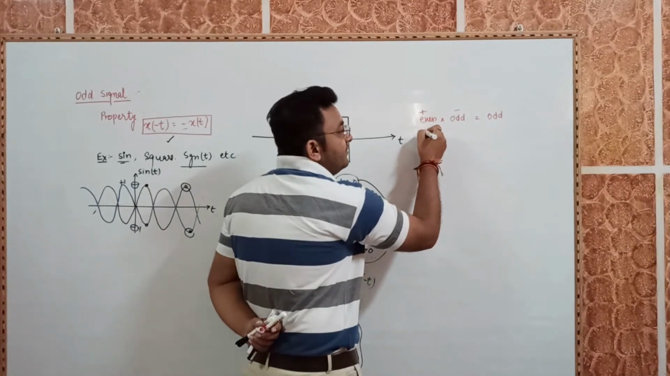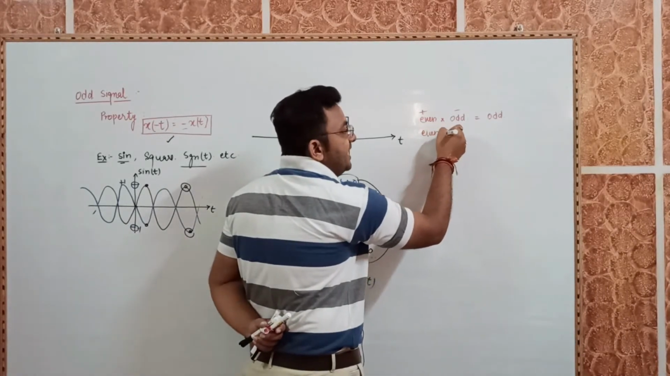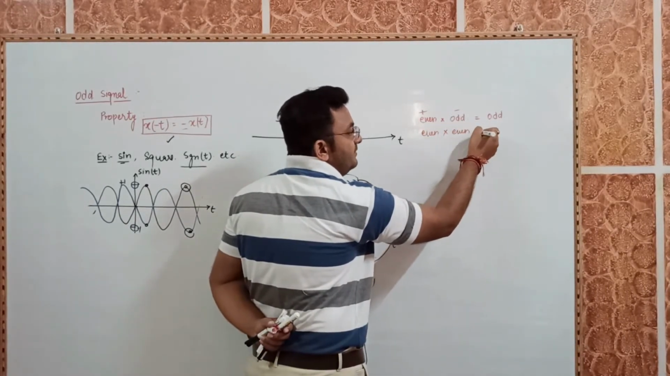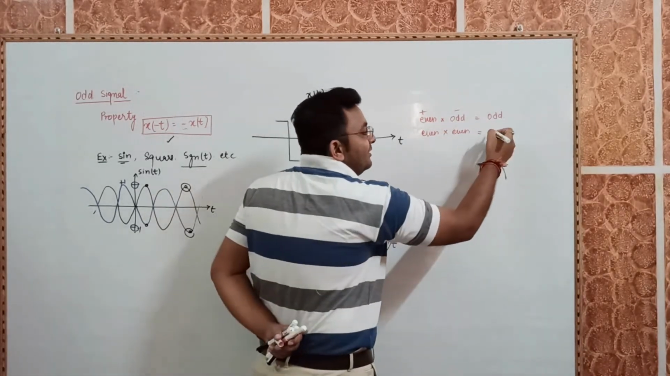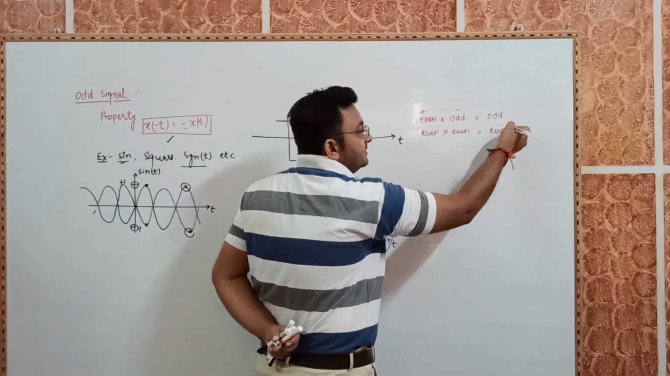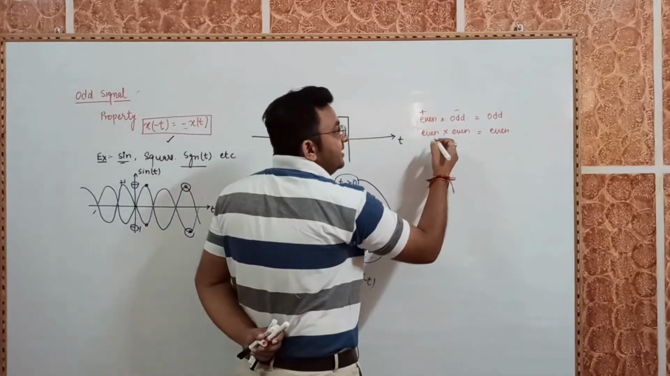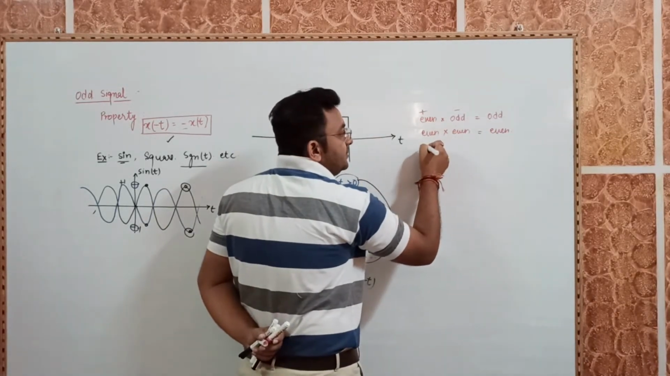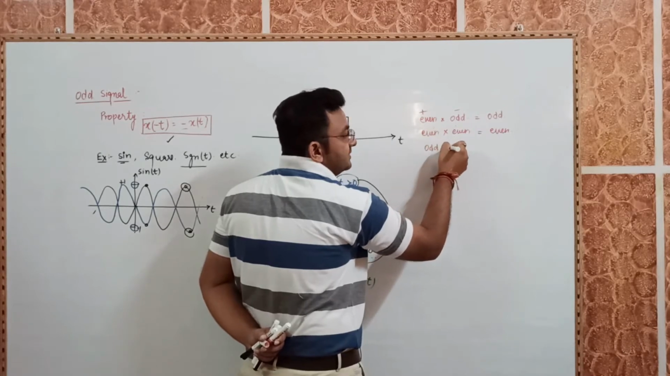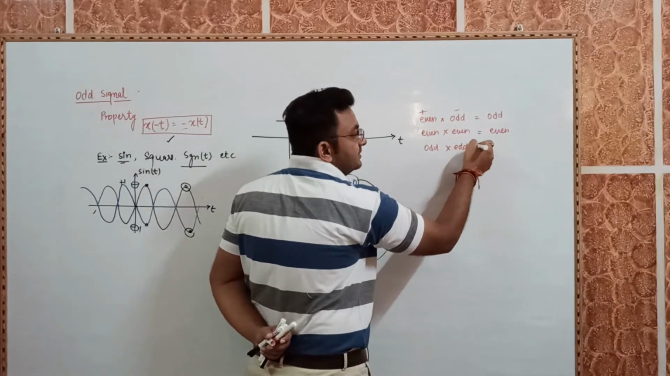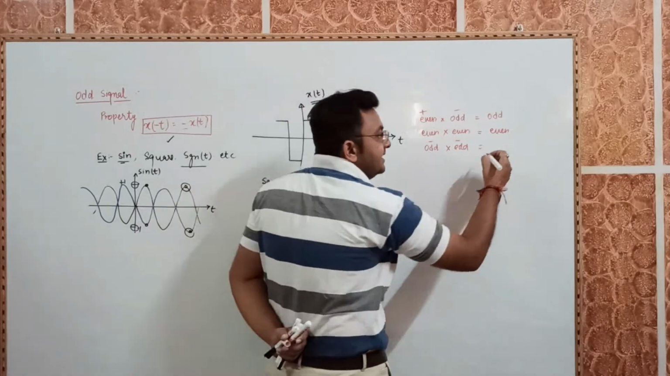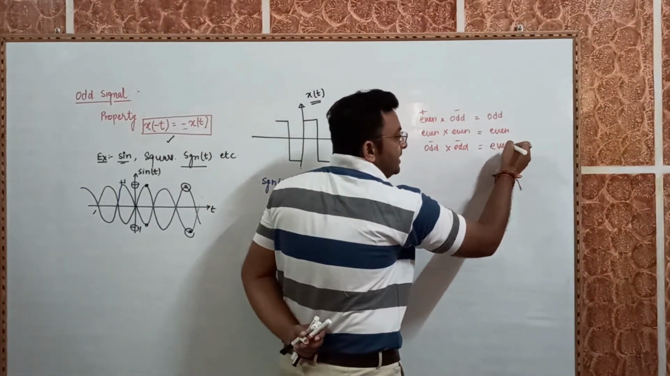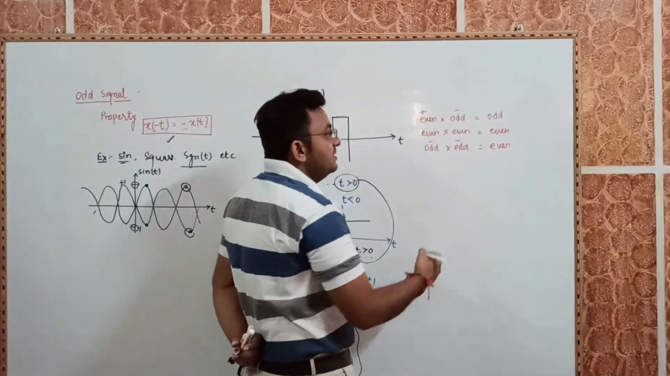Similarly, if we have an even signal multiplied with an even signal, right? So if plus is multiplied with plus, you will always get a plus, that is an even signal. If you talk about two odd signals, right? So minus multiplied by minus will become plus, that's why this would become an even signal, correct?